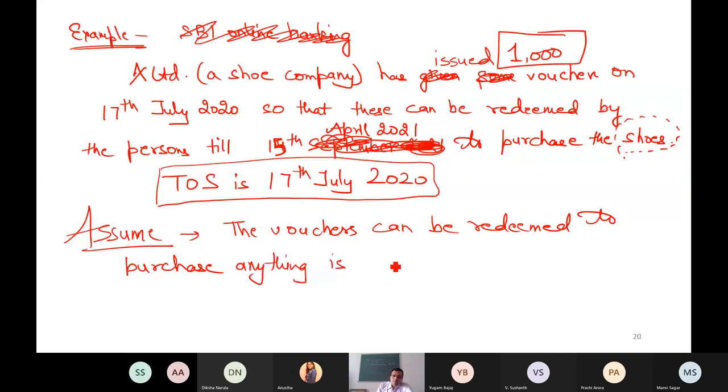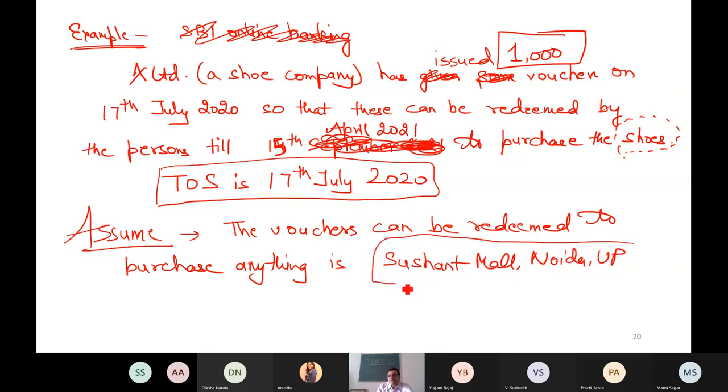in, you can give the name of any mall, say Sushant Mall, Noida, UP, for example. It's an example only. That you can purchase anything from these vouchers. You can redeem this voucher for purchasing anything in Sushant Mall, Noida, UP. Then at the time of issue, I don't know as a company, and no one knows, against which goods this voucher will be redeemed.